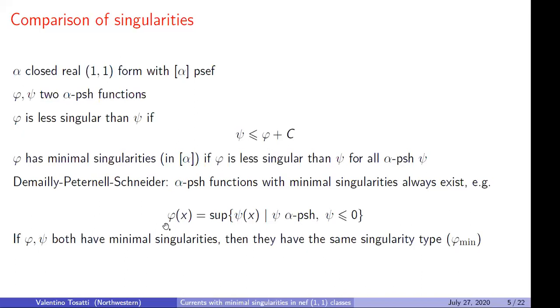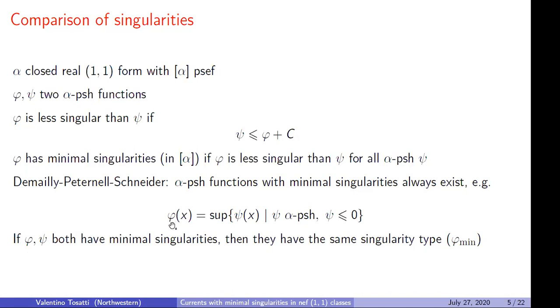And for example, you could take this envelope or extremal function, which is the pointwise sup of all, say, non-positive alpha-PSH functions. Right? So this class here is not empty because alpha is pseudo-effective, and then you take the sup. And this, they prove, always, I mean, it's almost tautological, has minimal singularities.